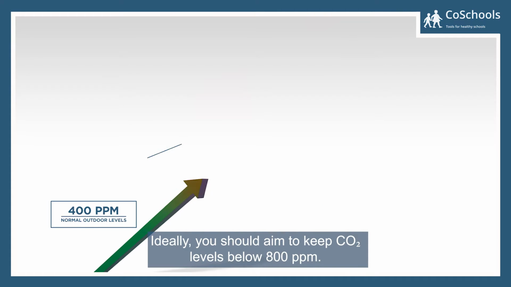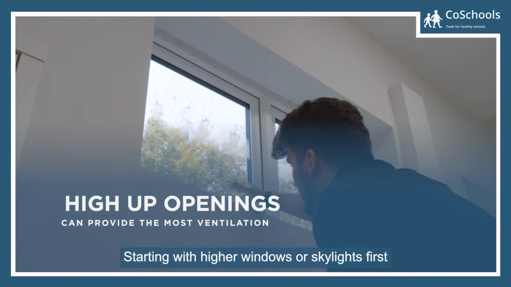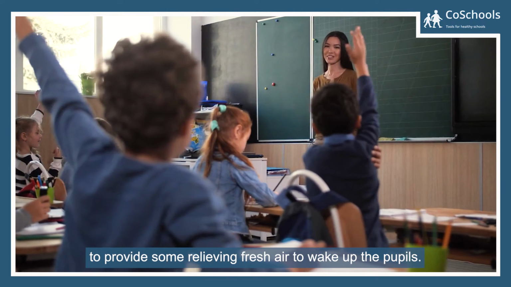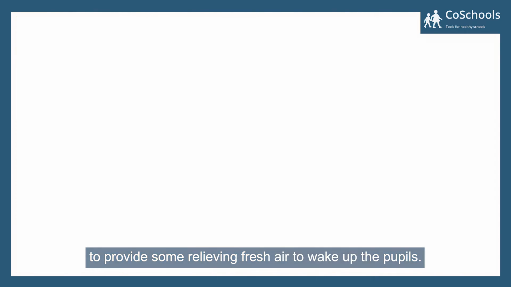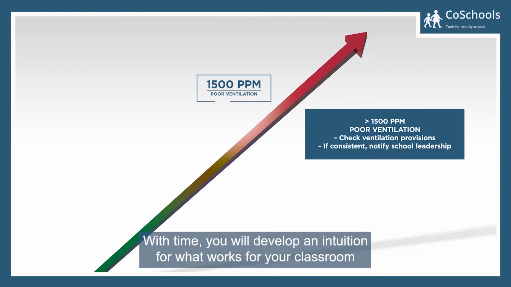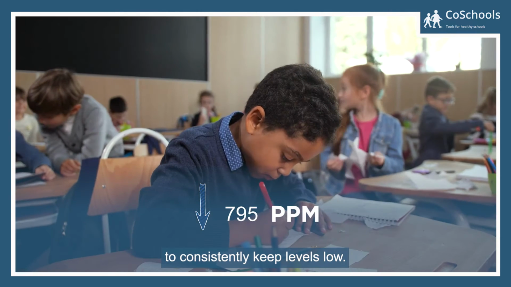Ideally, you should aim to keep CO2 levels below 800 ppm. When levels reach above 800 ppm, consider opening a window, starting with high-up windows or skylights first, to provide some relieving fresh air to wake up the pupils. If levels continue to increase, consider opening another window, and so on. With time, you will develop an intuition for what works for your classroom to consistently keep levels low.